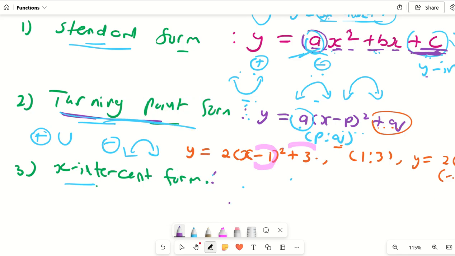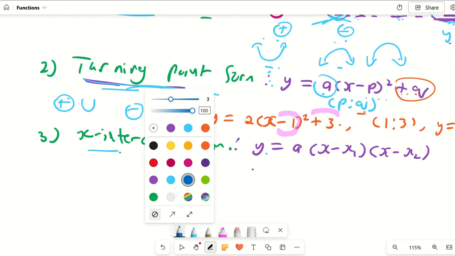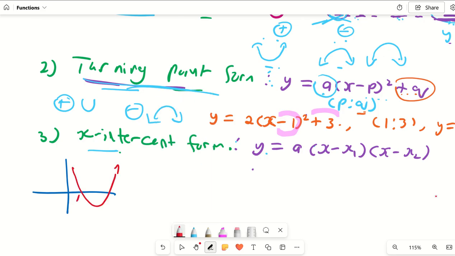So the third form is what we call the x-intercept form. It's in the name as well. How does it come? It comes like so. y equals a, then (x minus x1), then (x minus x2). Now, do you guys know what x-intercepts are? If a graph goes like this, it's an example, and there we have a 1 there, we've got a 3 there. So 1 and 3, this is basically x1 and this is x2. So 1 and 3 are the x-intercepts of this function, the points at which our function crosses the x-axis.